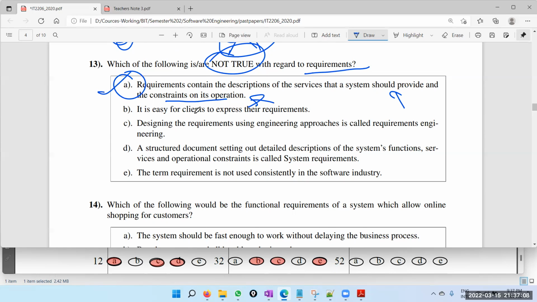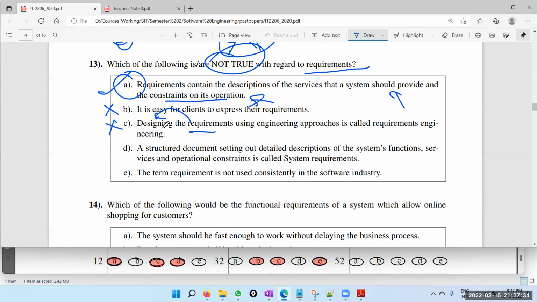It is easy for clients to express their requirements. No, they find it difficult because it's intangible and has a lot of ambiguities. Designing the requirement using an engineering approach is called requirement engineering. I don't know what this designing the requirements is. Usually you can't design requirements. You design a product. Right?